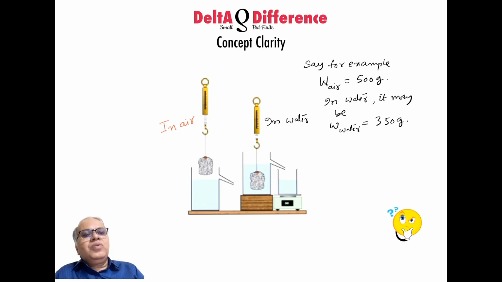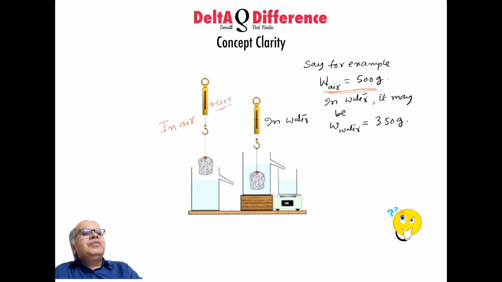Yeah, we'll go to another example. The weight of a stone, for example, the weight of a body, is measured in air. Here it is hung from a spring balance, and you might take, for the sake of numbers, that the weight in air is some 500 grams. That means this spring balance is showing some 500 grams weight.